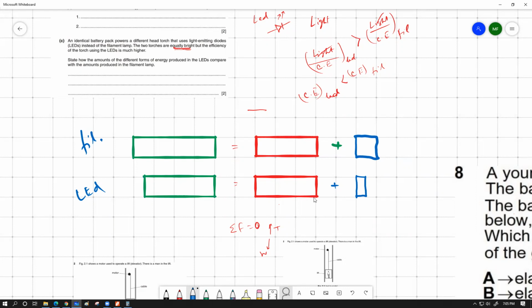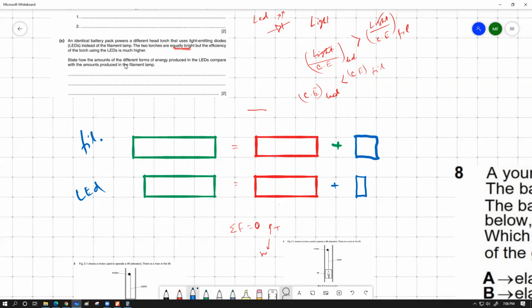জি স্যার বুঝছি। তাহলে এইটা ইউজ করে আমরা এই আনসারটা কিভাবে দিতে পারবো? কোশ্চেনের মধ্যে বলছিল state how the amounts of the different forms of energy produced in the LEDs compared with the amounts produced in the filament lamp. 2 mark. So we're going to write 2 sentences. They have only asked us to state. They haven't asked us to state and explain. So we're not going to go for the explanation. If I was writing this answer, I would write this much. Both LED and filament lamp produce equal amount of light energy. Full stop.